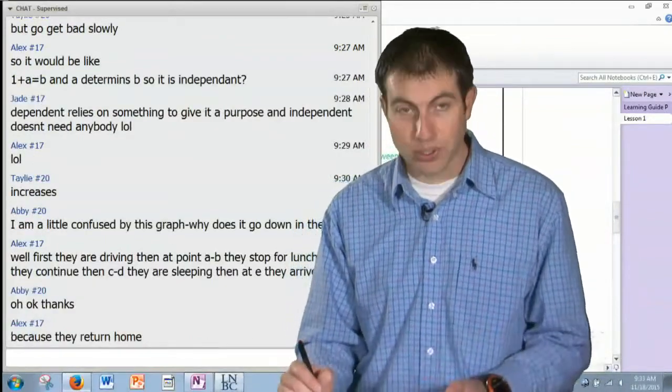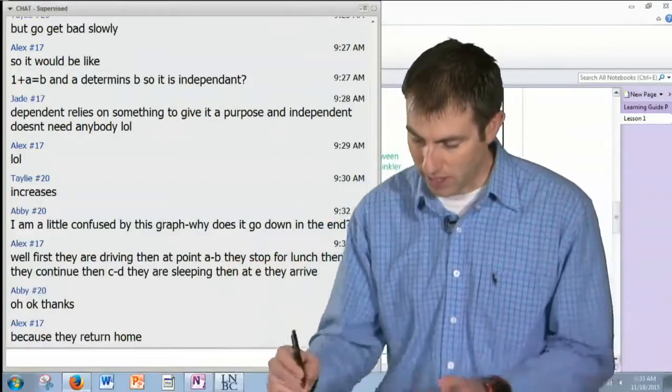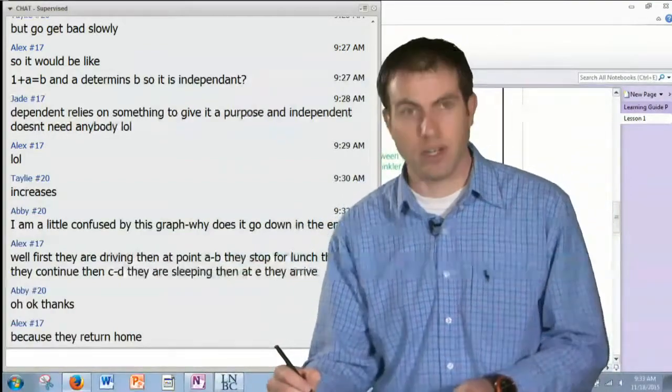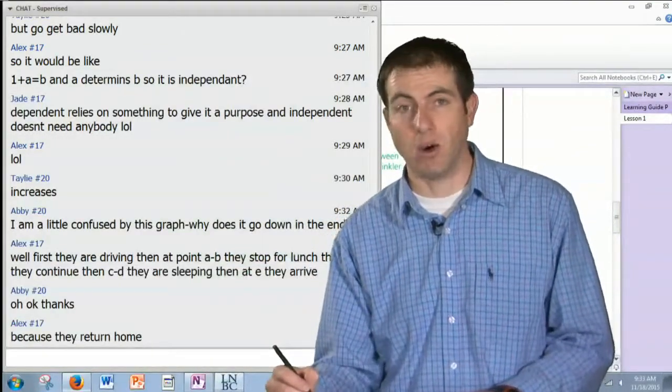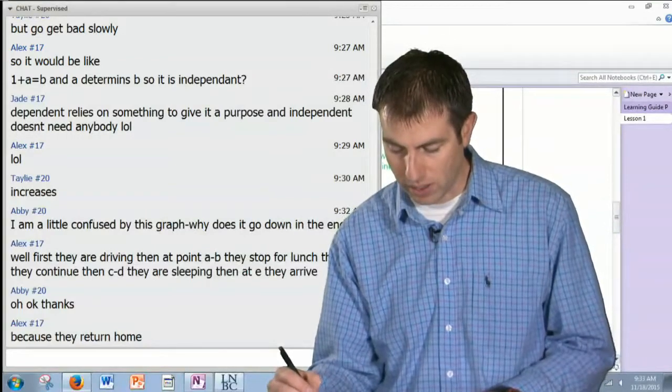Alex is ruining the surprise for everyone. He's way ahead of us. But yeah, Alex is right. They're going to end up going back home, and we'll see how that works on the graph.